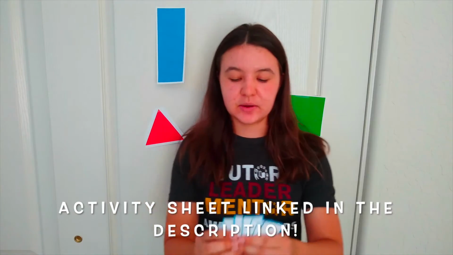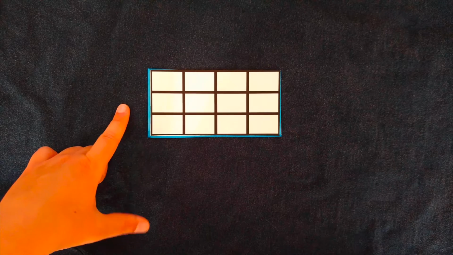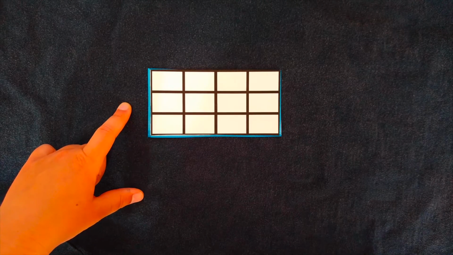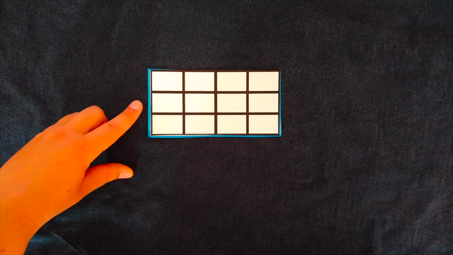Okay, now that we have reviewed the formula for an area of a rectangle and an area of a triangle, let's get to making larger shapes. In the description below is an activity sheet where you can create tiles that you can use to put together different shapes. Alright, let's get started. Here we have a larger rectangle. Notice this rectangle is broken up into smaller areas by these squares.